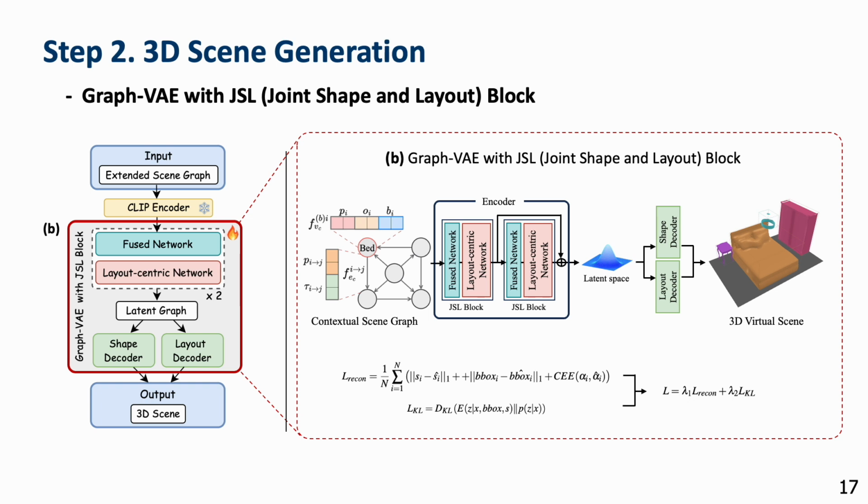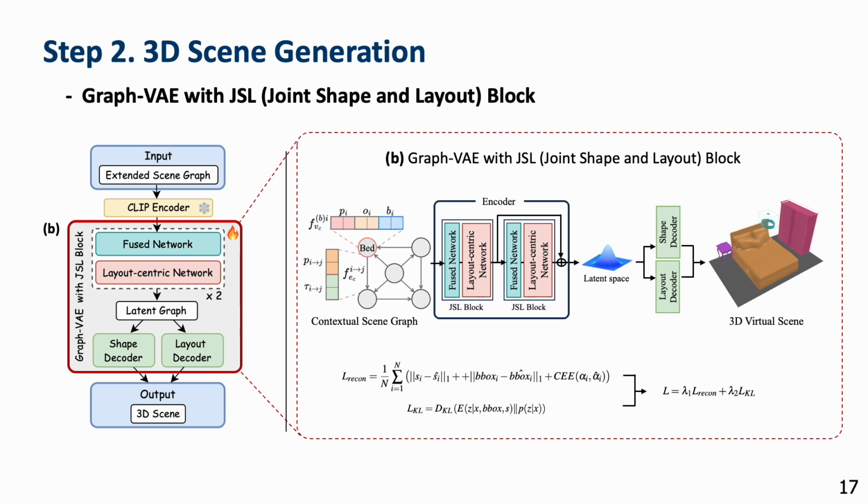To synthesize a 3D scene with a layout that is consistent with the graph context, we design a joint shape and layout block that jointly learns shape and layout representations. The JSL block consists of two stages. First, we fuse shape and layout features into a unified representation using a GCN-based fused network. Next, we further refine the features with a GCN-based layout-centric network, which takes the layout features together with the fused representation and enhances layout-consistent structure.